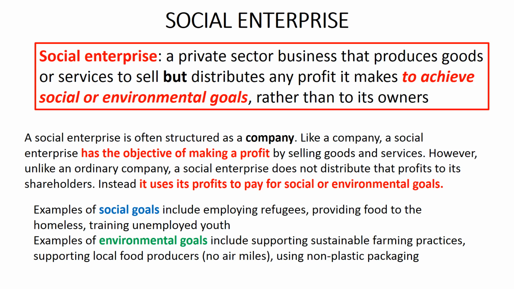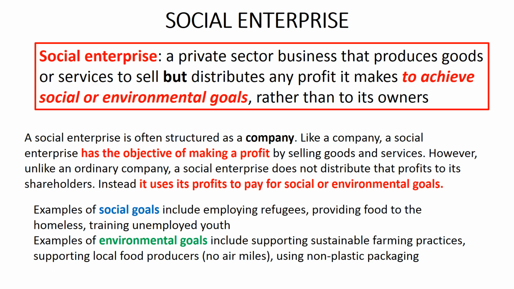An example of an environmental goal is supporting local food producers. For instance, a social enterprise might only sell fruit and vegetables that are grown by local farmers rather than fruit and vegetables that are imported from overseas. This is an environmental goal because buying fruit and vegetables from overseas means that fuel is used in aeroplanes and ships to transport that fruit and vegetables to Australia, and burning this fuel pollutes the environment.